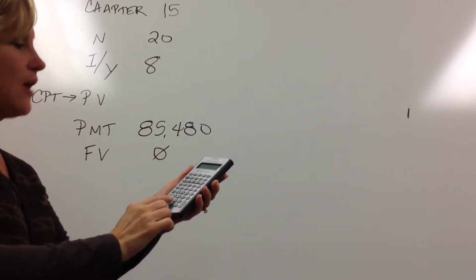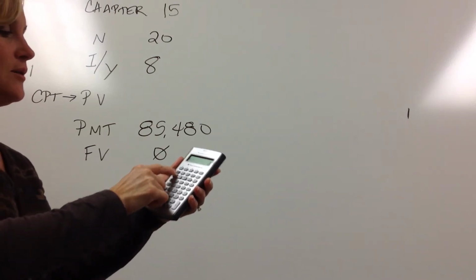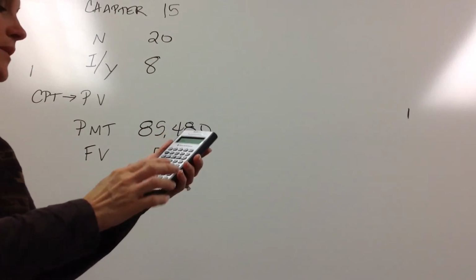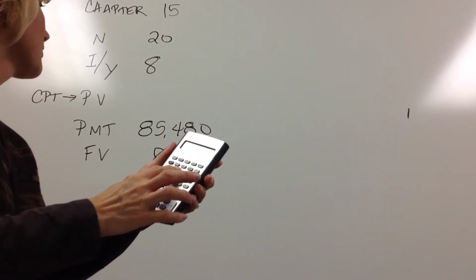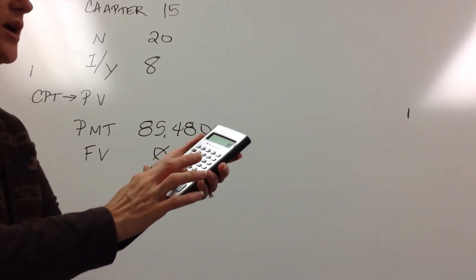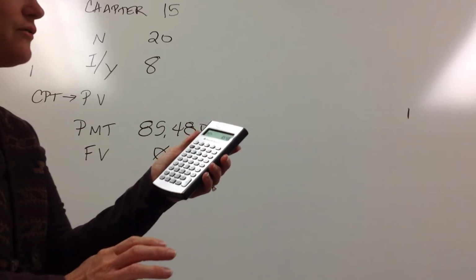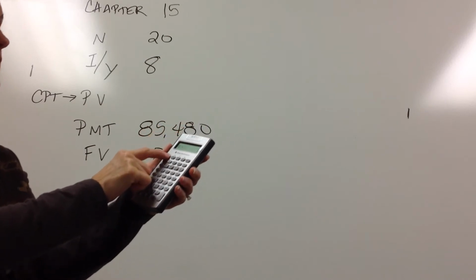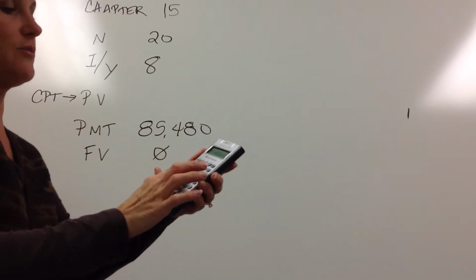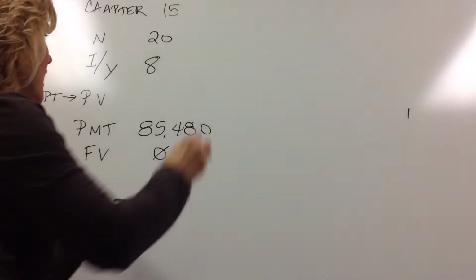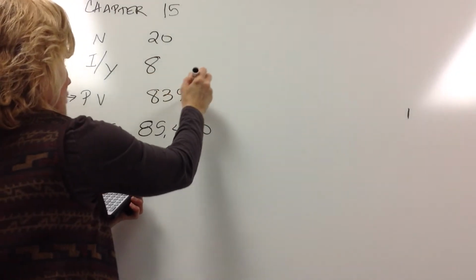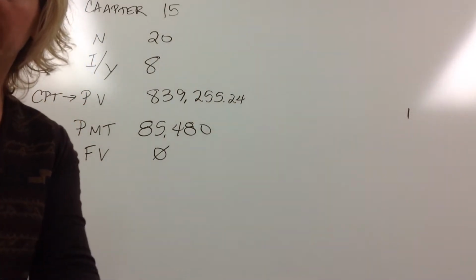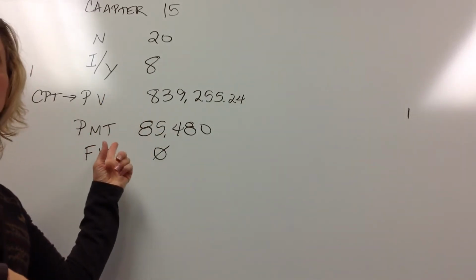So we'll come to our calculator, put in 20, push our N button, 8, the I/Y button. We're computing for the present value, so we can skip over that. 85,480, push your PMT button for your payment. 0, that future value. And then come back and hit compute. And then push your present value button. So $839,255.24.